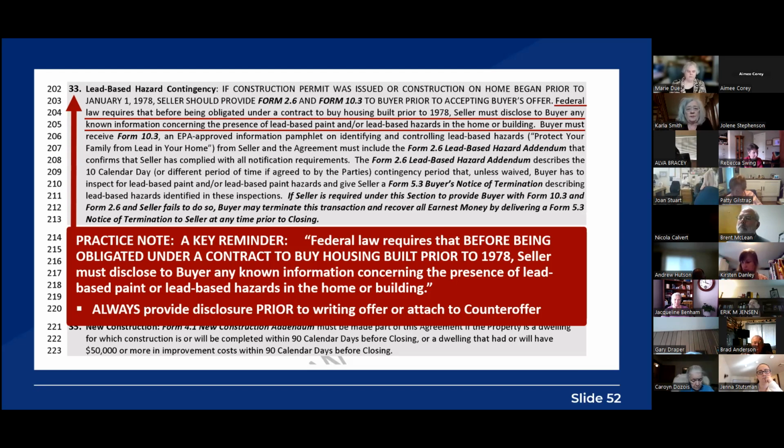And you always provide the disclosure prior to writing an offer or attaching a counter offer. Best practices is the counter offer, the buyer needs to have the ability to back out of the transaction because of that. So keep that in mind with your deadlines.